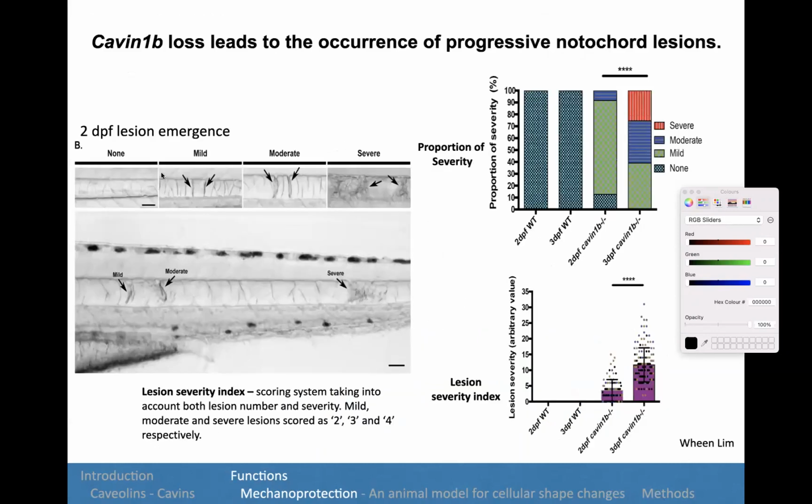What we saw in the knockouts was that over time, we got these lesions in the notochord. And these are areas of damage. We could actually watch this by light microscopy and see that these cells were bursting in real time. And this accumulated over time, as shown here. These are just two different measures of lesion formation, damage to the notochord.